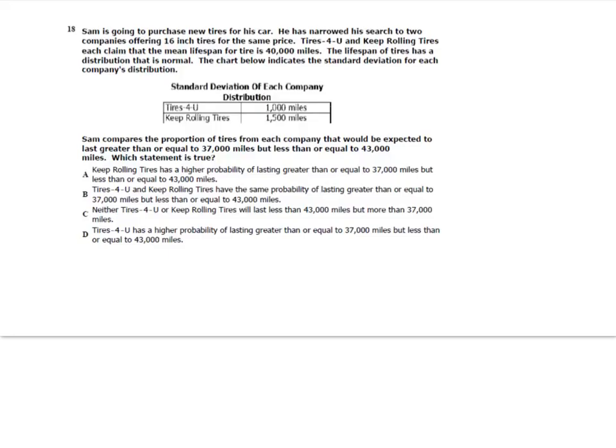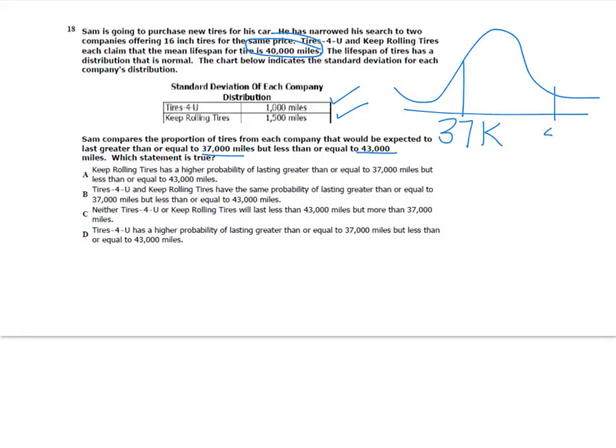Okay, for this particular problem, we're comparing tires for you to keep rolling tires. The mean, as we can see in the problem, is 40,000 miles. The tires for you have a standard deviation of 1,000, and keep rolling tires has a standard deviation of 1,500. When I look, we're comparing between 37,000 and 43,000. Just to get kind of like a visual on it, this is 37,000, let's say 43,000, and basically the area between here will represent the probability of that taking place.